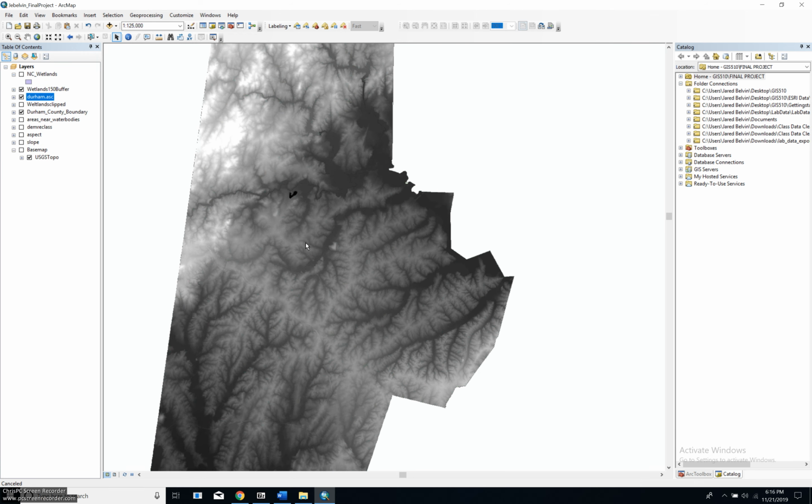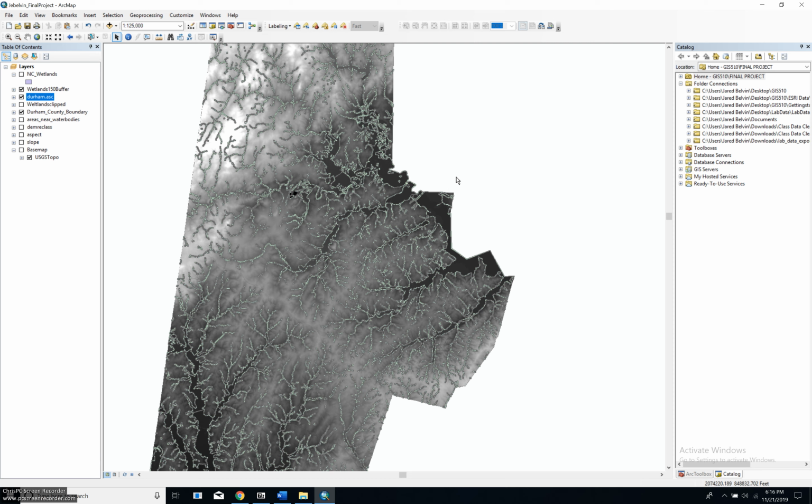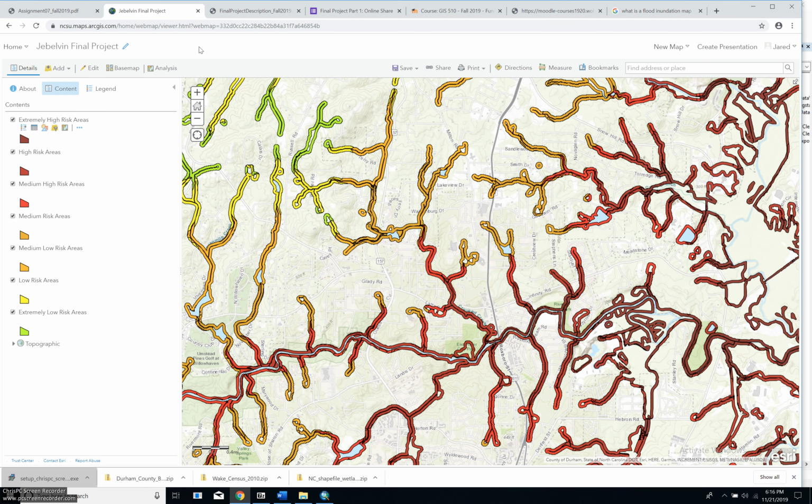Now that I found the areas that are within 150 feet of a water body in Durham, my next big problem was to determine the elevation from this raster model and then classify those areas as either high risk or low risk. To do this, I reclassified the digital raster model into 7 separate classes, and based on each one of those elevations, I labeled that area as extremely high risk, high risk, medium high risk, medium low risk, or extremely low risk of flooding. This can be seen in my web map.